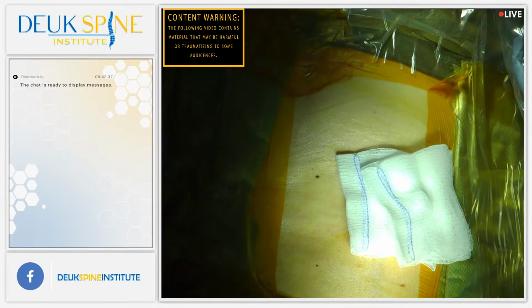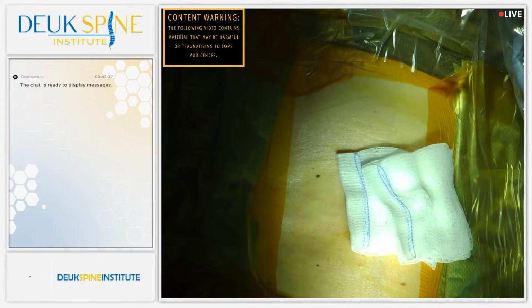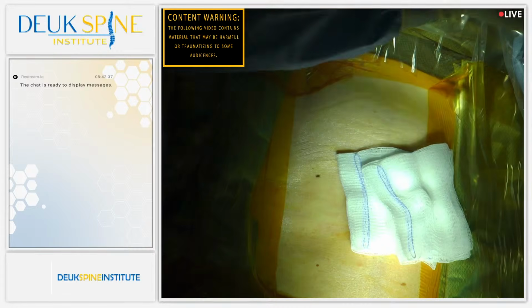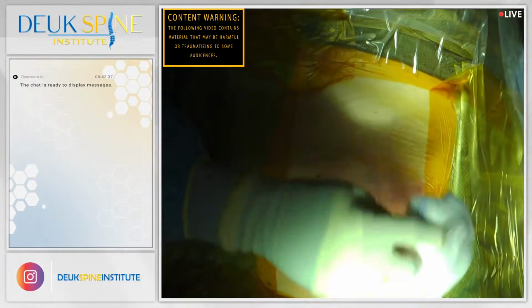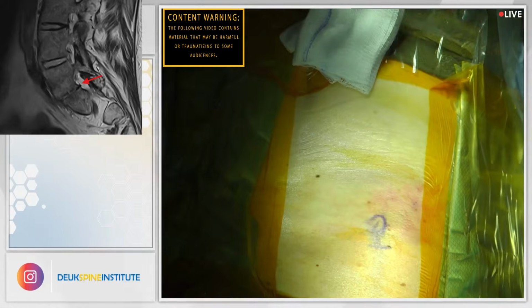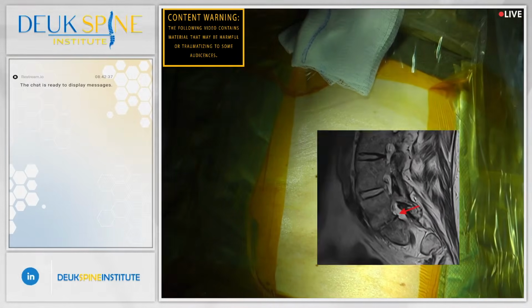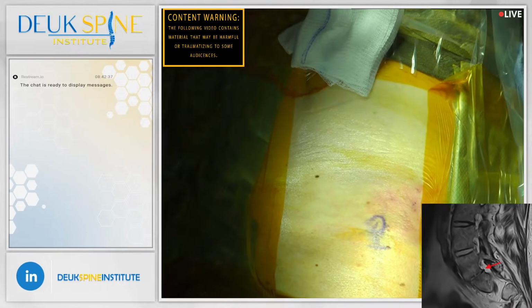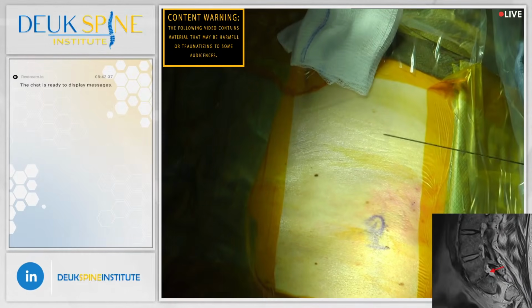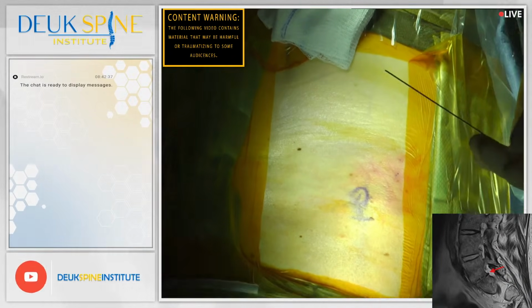All right, any questions? Feel free to type them up, but we're going to get started. The first step here is to gain access to the disc through the foramen. The neural foramen is a natural opening in the spine. You have a left and a right. We're going to go through the left side. Are we ready, doctor? All right.